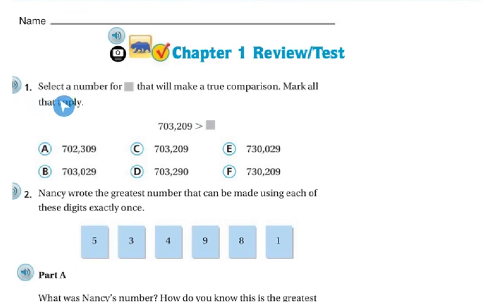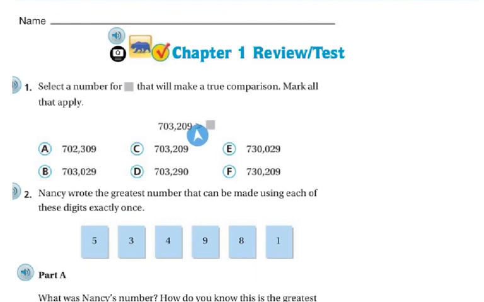Our first problem is asking us to select a number that's going to go in this blank square to make a true comparison. And we're going to mark all the answers that apply. So first of all, I'm going to look at what I'm comparing. So we're saying that this number is going to be bigger than whatever's in this box.